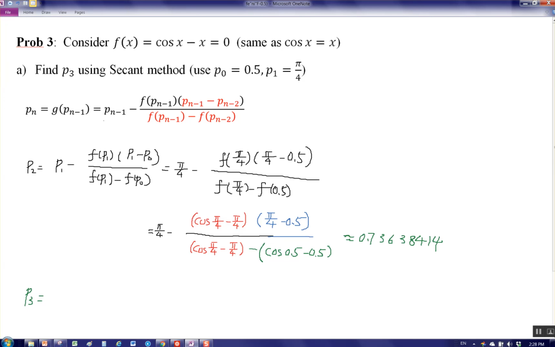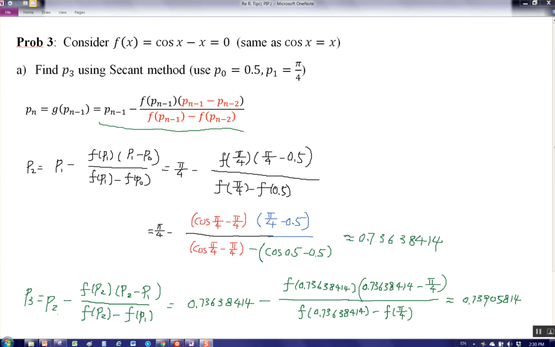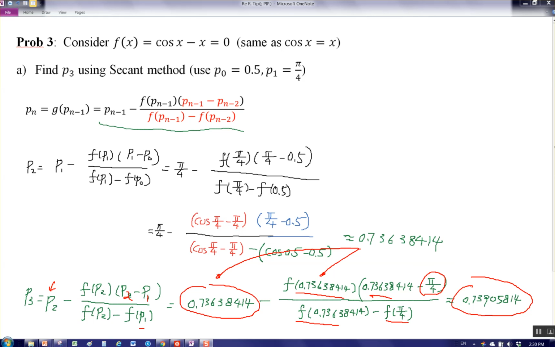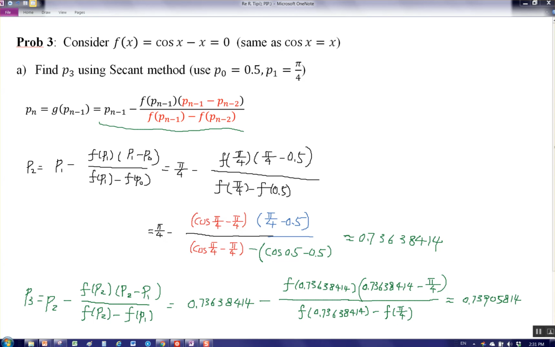To find my P3, I use this formula again, and I'm going to write that out and pause the video for a moment. According to the formula, it will be P2 minus f of P2 times P2 minus P1. So you always use the previous two approximations, right? Then divided by f of P2 minus f of P1. P2 is from my previous result, plug in here. This time for f of P2, I need to use my new value, and this is my P2 minus my P1. P1 is one of the initial values, pi over 4. Here this is f of P2 minus f of P1, and the algebra gives us this as the next approximation. So you just repeat this process to find new approximations.